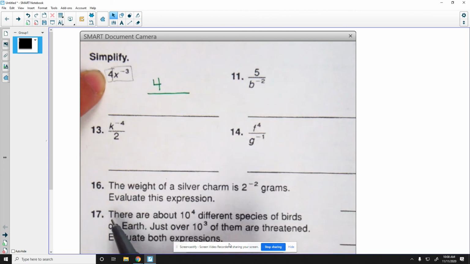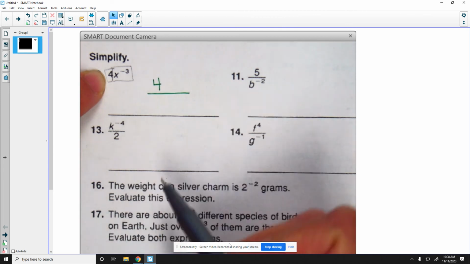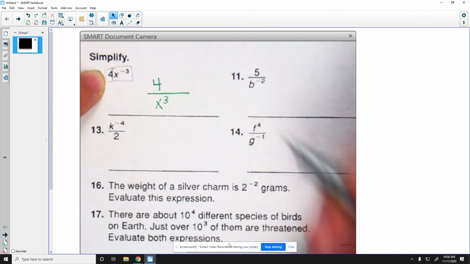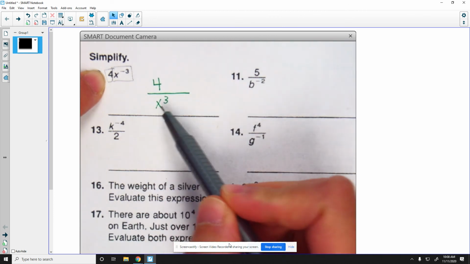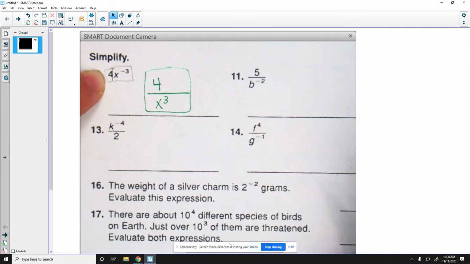So 4 just stays. X to the -3, top or bottom? Bottom, x to the 3rd. There's nothing for me to solve because it's an x. It's not a number. So that's my answer.